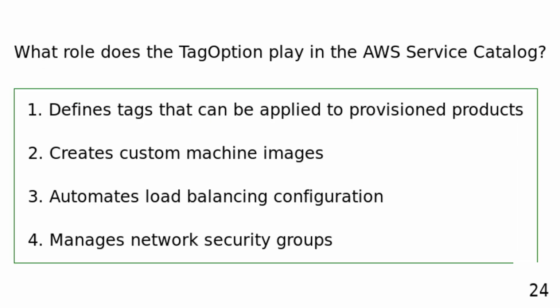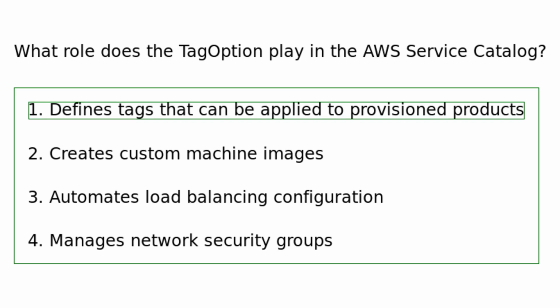What role does the tag option play in the AWS Service Catalog? Defines tags that can be applied to provisioned products. Creates custom machine images. Automates load balancing configuration. Manages network security groups. The tag option in the AWS Service Catalog is used to define tags that can be applied to provisioned products, allowing for consistent resource categorization and control.